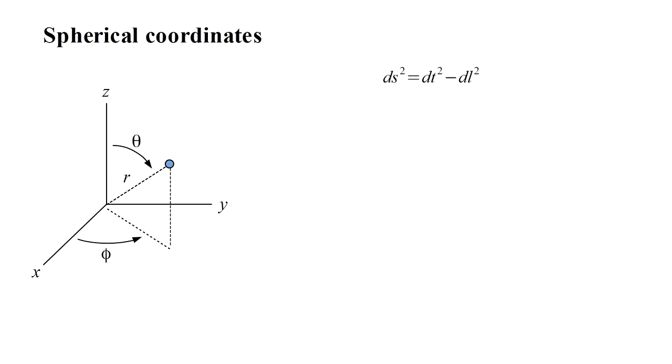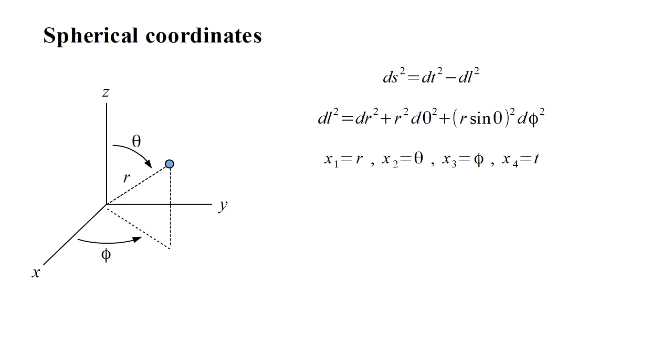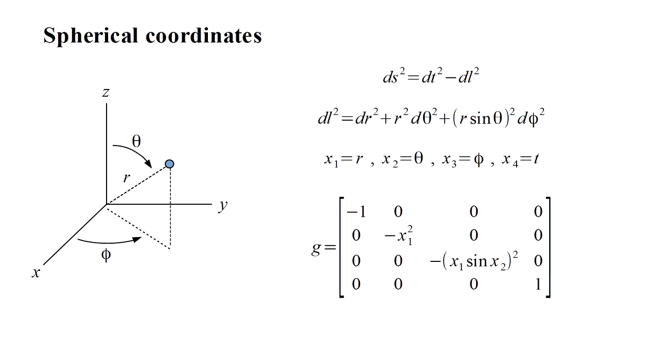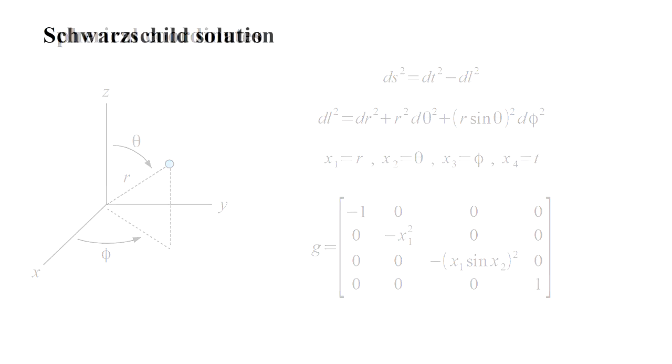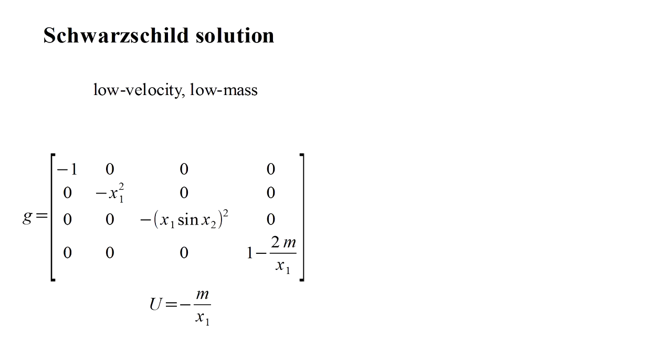In special relativity, the metric relation is ds squared equals dt squared minus dl squared. And in spherical coordinates, dl squared is dr squared plus r squared d theta squared plus quantity r sine theta squared d phi squared. We use our index coordinate notation with x1 equals r, x2 equals theta, x3 equals phi, and x4 equals time t. We can then place the various metric coefficients into the metric tensor to get a description of flat spacetime in spherical coordinates. Before we look at the Schwarzschild solution, let's look at the low velocity, low mass limit.